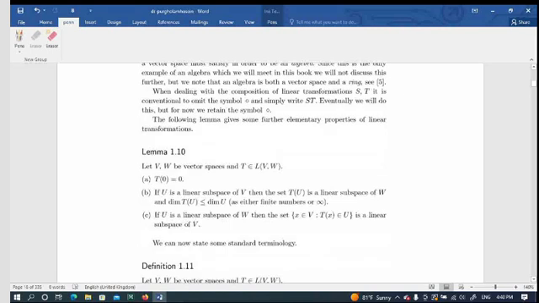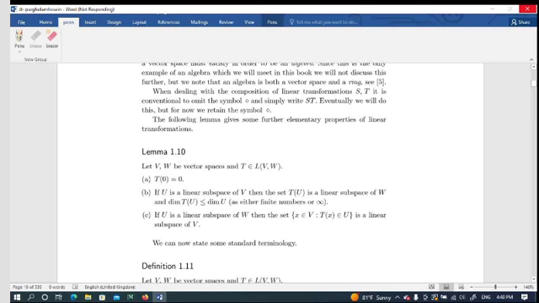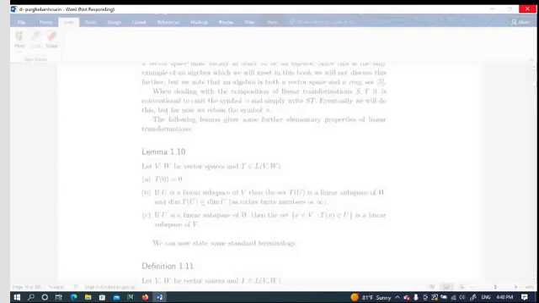Another lemma. Let V and W be vector spaces and T be a transformation from V to W.